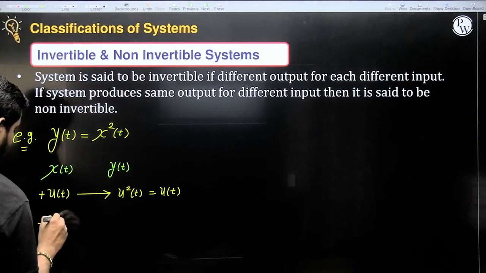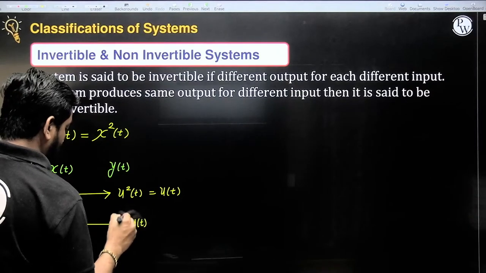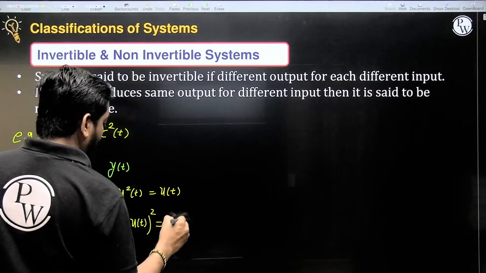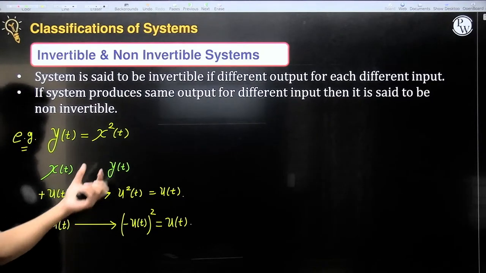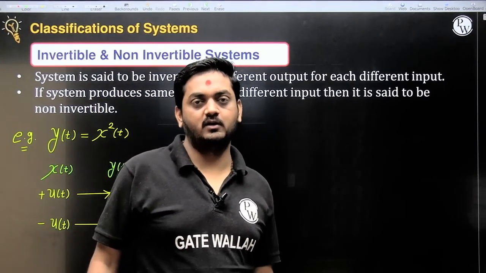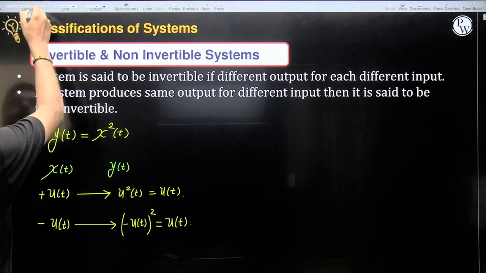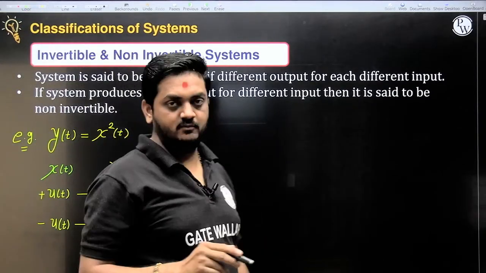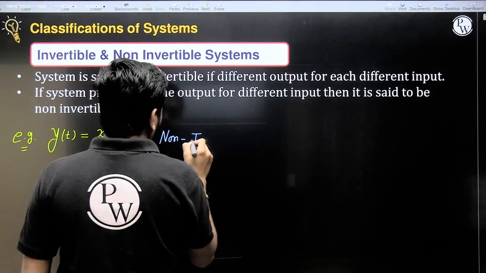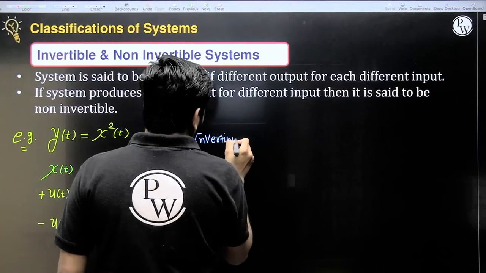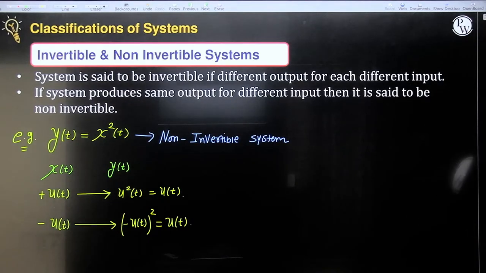Now let us consider minus u of t. If you take minus u of t, then minus u of t squared is again u of t only. So we can see here, we are taking different inputs, and for different inputs we are getting the same output. That's why the given system is said to be non-invertible. And if it is a non-invertible system, then its inverse system does not exist. Fine.